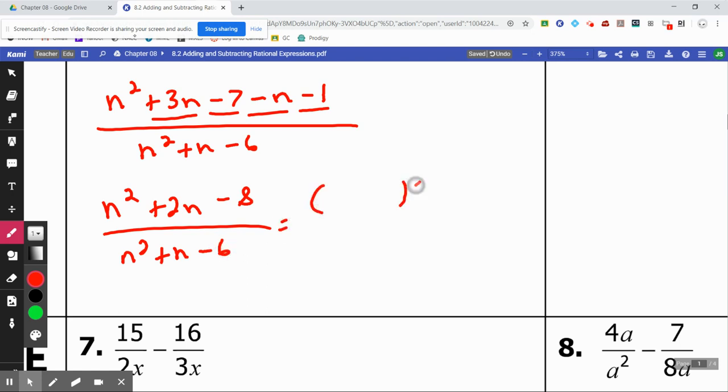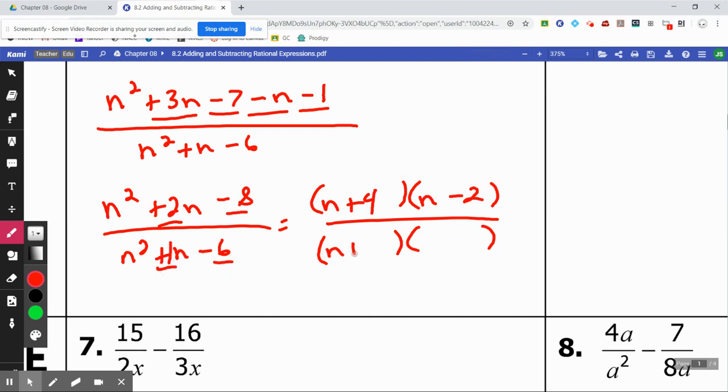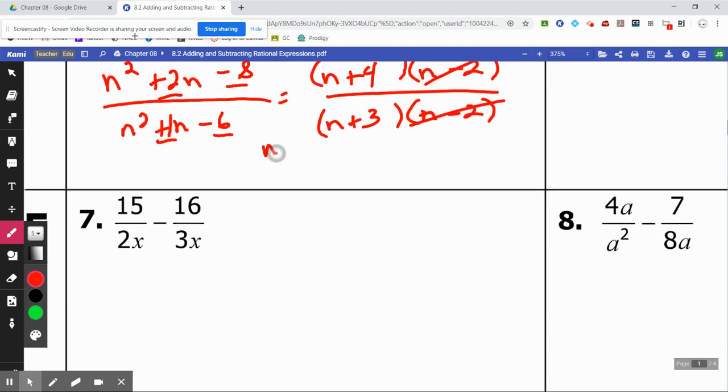Try to factor both. You're going to do adds, multiplies, and that would be a positive 4 and a negative 2. Adds, multiplies would be a positive 3 and a negative 2. The n minus 2's cancel. Final answer, n plus 4 over n plus 3.